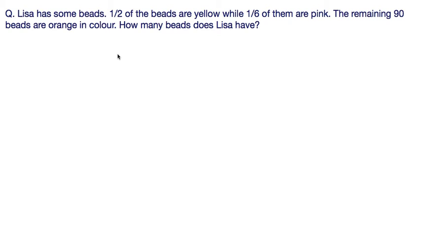Lisa had some beads. Half of the beads are yellow, while 1 by 6 of them are pink. The remaining 90 beads are orange in color. How many beads does Lisa have?